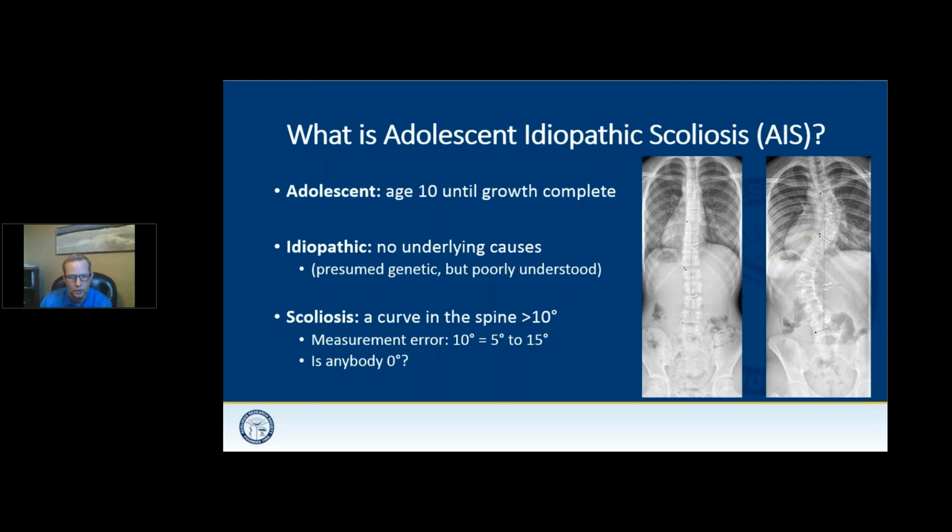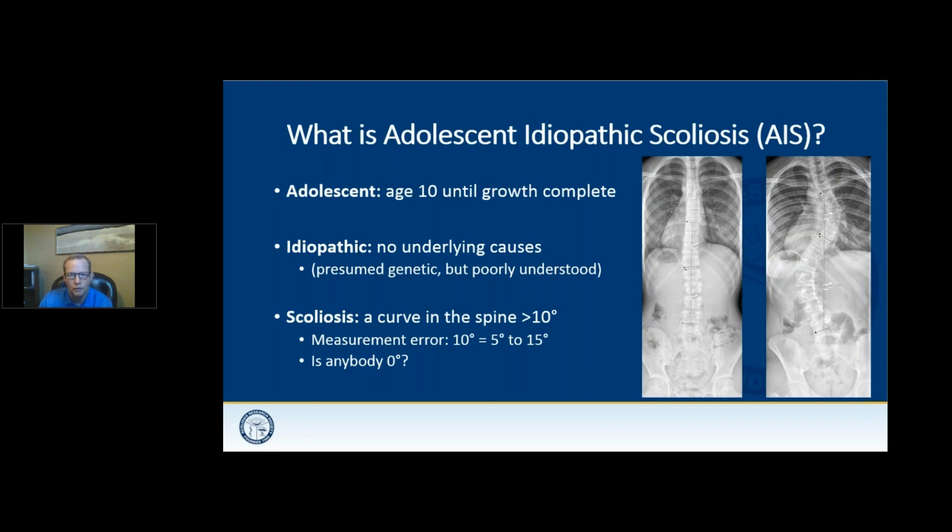So the point of that is if you see a doctor many times to follow your scoliosis and the degrees just change a little bit, it's nothing to get super worried about. What we're really doing is following trends over time rather than those exact measurements.